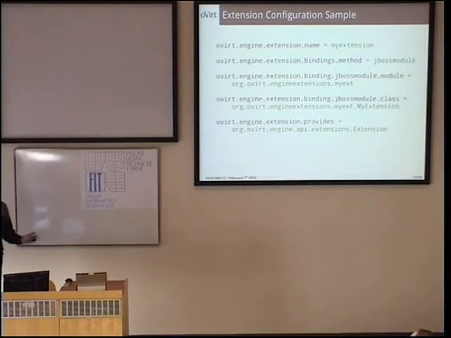How does the configuration of extensions look like? It's a simple property file. You need to specify the extension name. You need to specify binding methods. For now it's just JBoss module, but in the future we will maybe provide also other methods.